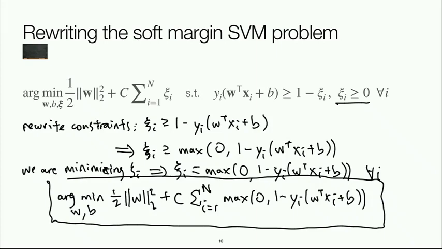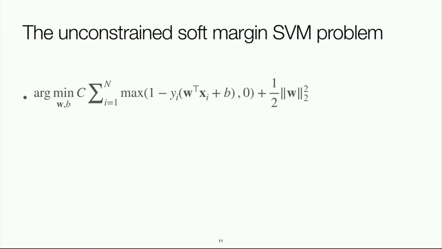Let's take a closer look at what we found here. If you didn't finish writing it down, it's here as well. I moved some terms around, but that's okay, it's still the same thing that we had. This is the new unconstrained version of the optimization for the soft margin SVM.